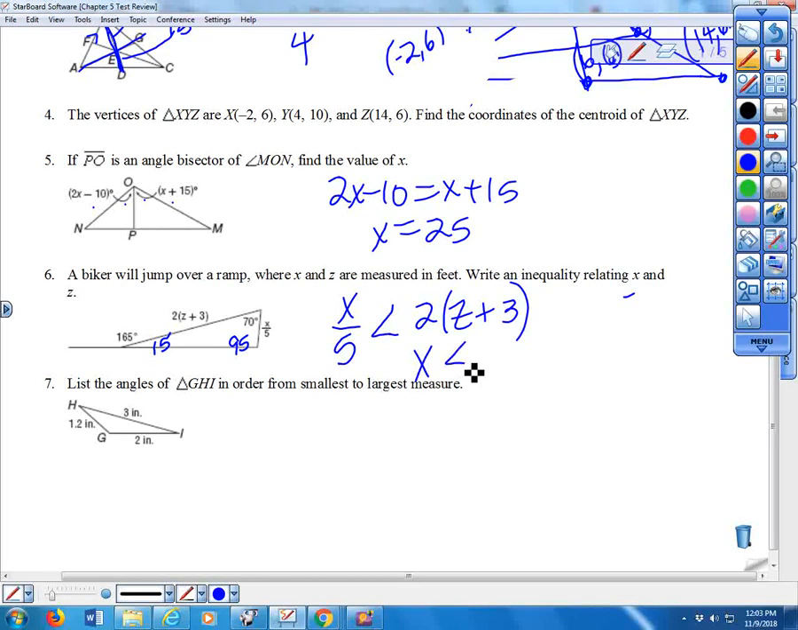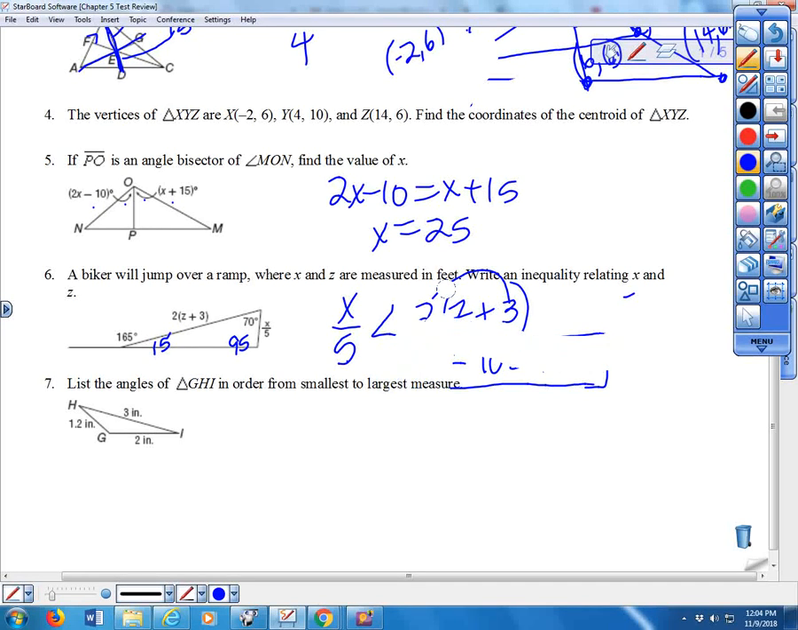X must be less than 10z plus 30. So when I distribute the 2, I get 6. 6 times 5 is 30. So that's the relationship between x and z. That's it. Everybody follow that? Okay.